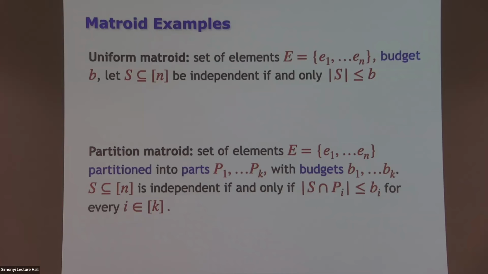And now you can also generalize this notion of uniform matroids a little bit farther to something called a partition matroid. What you do here is take your set of elements E and partition it into a set of disjoint parts, P1 through Pk. Each one of these parts is assigned its own budget. So this really becomes a disjoint union of uniform matroids on subsets of the elements. What that means is that a subset S is independent if and only if it doesn't exceed the budget in every single one of these individual parts, that is, S intersect Pi is less than or equal to Bi.